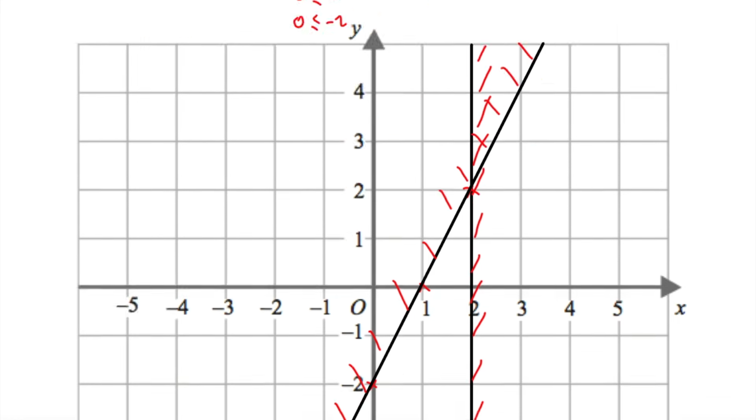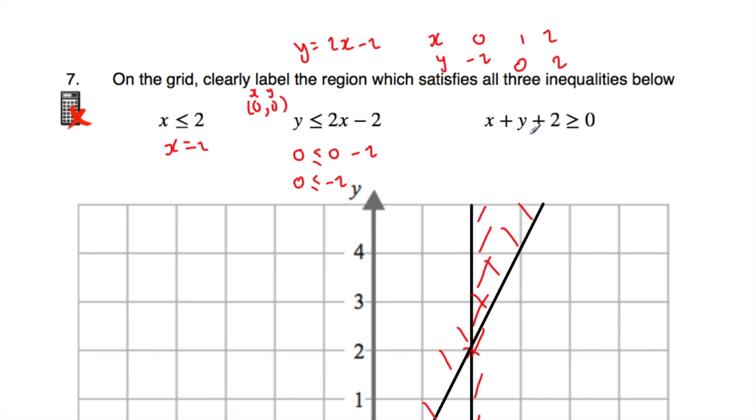And then if we look at our last inequality, x plus y plus 2 is greater than or equal to 0. So I'm going to draw the graph of x plus y plus 2 is equal to 0. Now I could draw this graph as it is and do an xy table for it. I could make y the subject, and if you make y the subject you get that y is equal to minus x minus 2, and you could do an xy table for that. You could take away 2 from both sides to get x plus y is equal to negative 2 and do an xy table for that, whichever one you want to do.